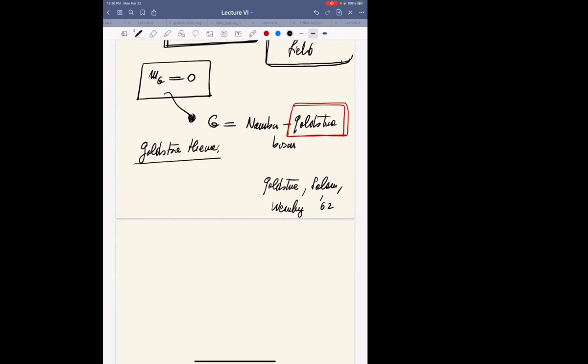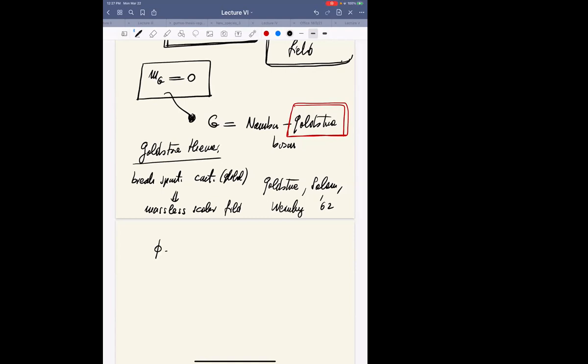That says the following: if you break spontaneously a continuous global symmetry, you get a massless scalar field that we should call the Nambu-Goldstone boson. And notice what happens. Let's be very clear here, because we will be generalizing it.